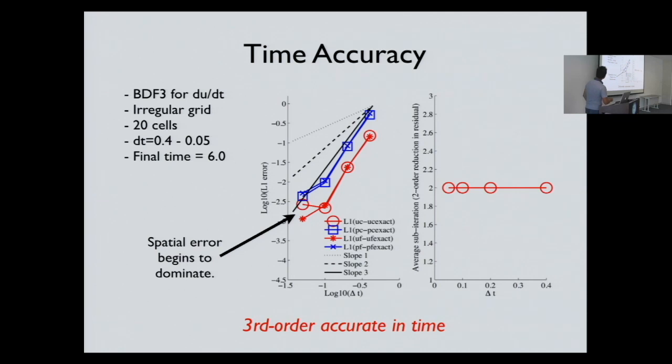And for time accuracy, I use different time steps and measure the error. And it is third order in time. And at some point, the time step becomes smaller, and the spatial error dominates. And for unsteady computations, typically 2 Newton iterations are required to reduce the residual by 2 orders.